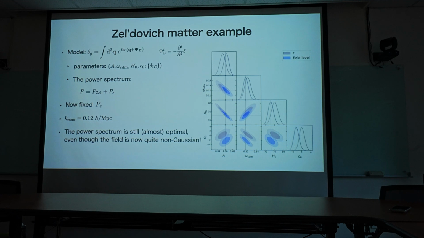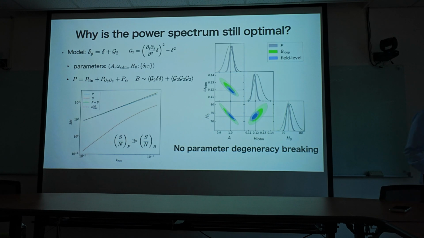One might complain, okay, this is too simplified, far from reality. But we can confirm this with a more realistic case, which is a zero-bit matter density field. This is a good proxy for the nonlinear matter density field. Again, we just replace the model with something more realistic, focus on the cosmological parameters, and compare the power spectrum and the field level inference. Of course, the agreement is not so good. The point is that the error bars look almost the same. They're just 10% or 20% different. So still, the power spectrum is almost optimal. This is a bit surprising for some people, but the reason is rather simple.